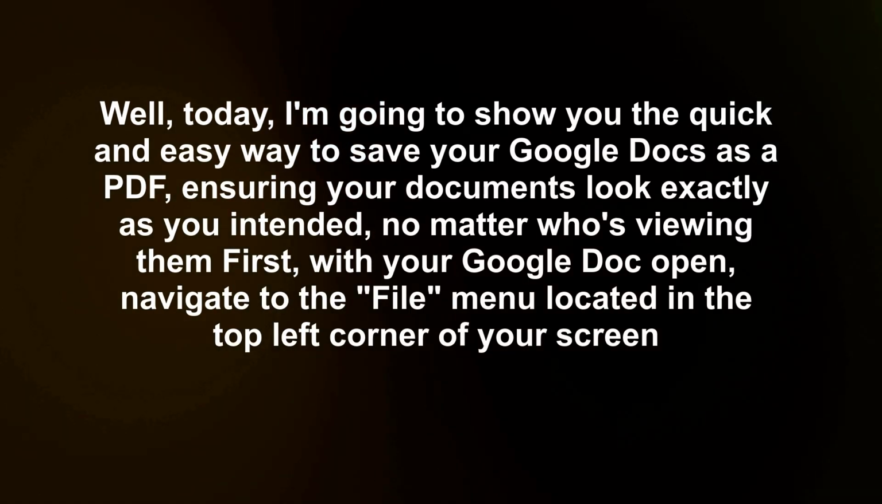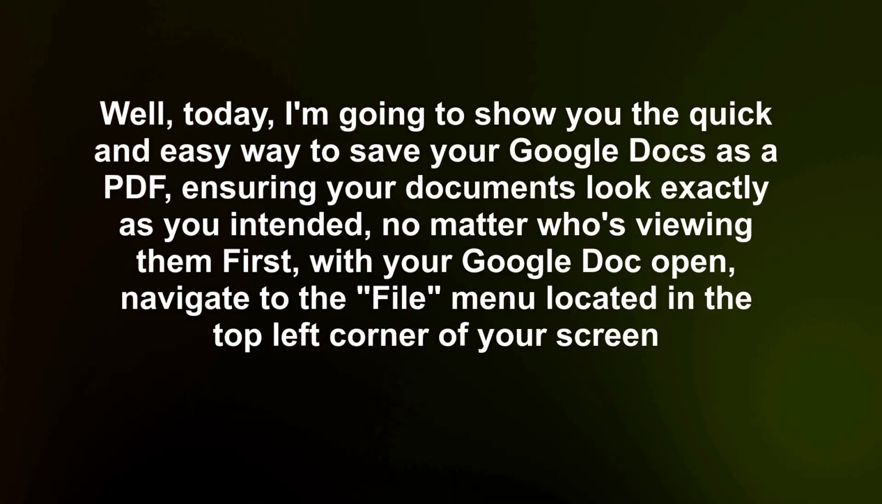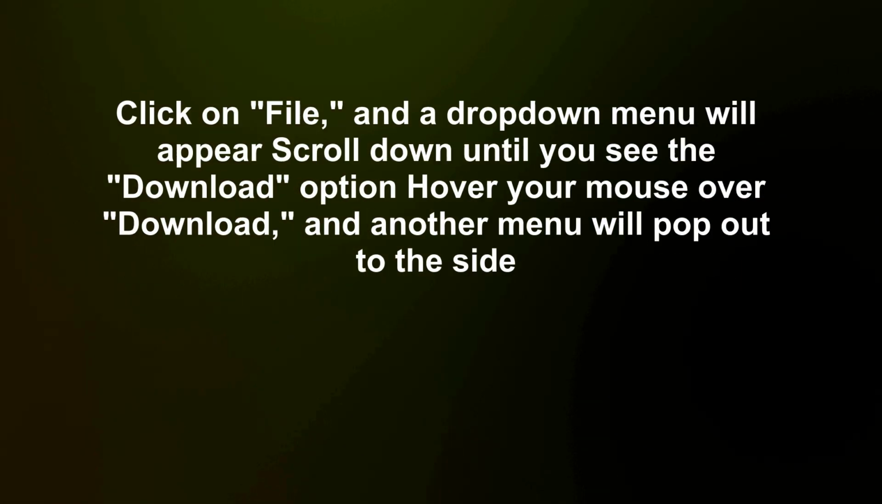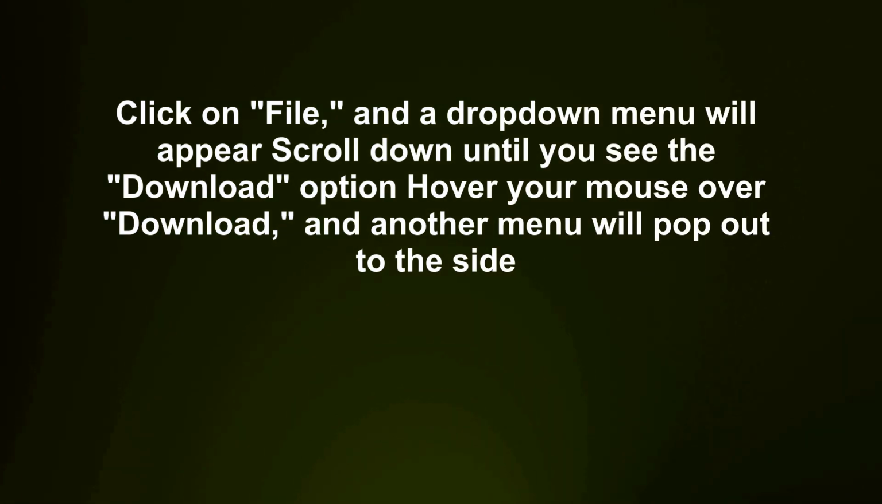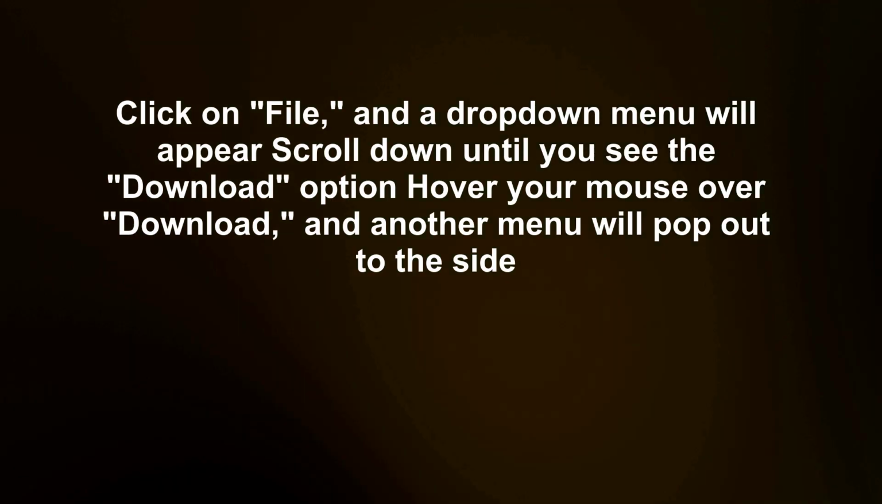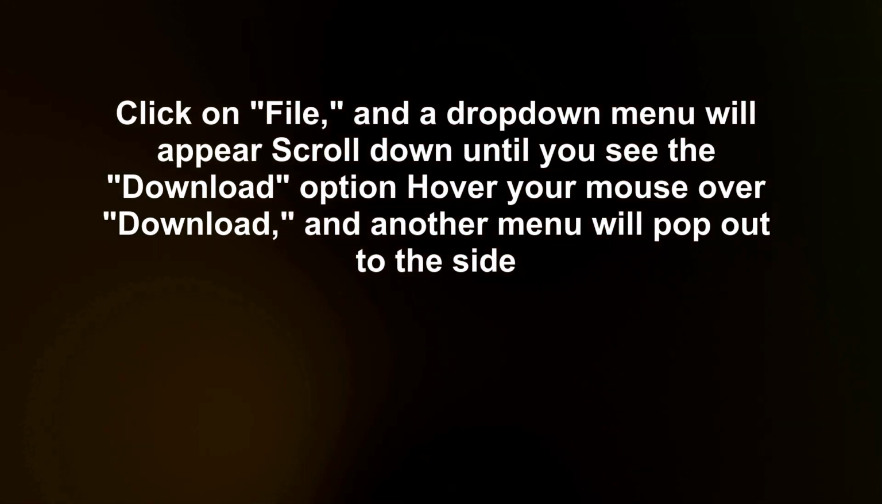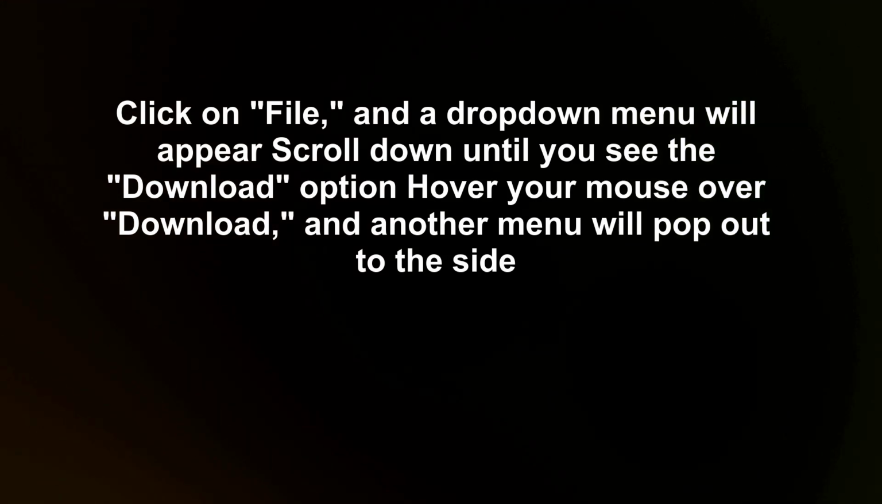With your Google Doc open, navigate to the File menu located in the top left corner of your screen. Click on File, and a drop-down menu will appear. Scroll down until you see the Download option. Hover your mouse over Download, and another menu will pop out to the side.